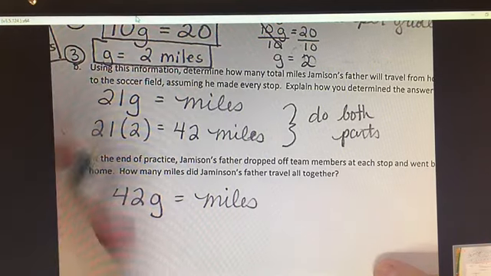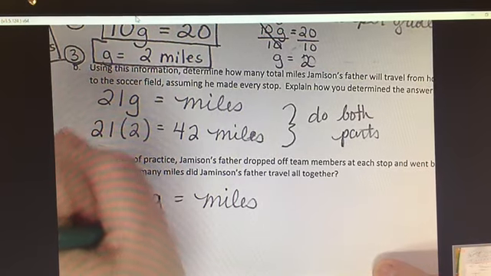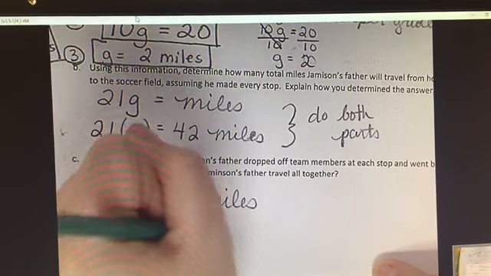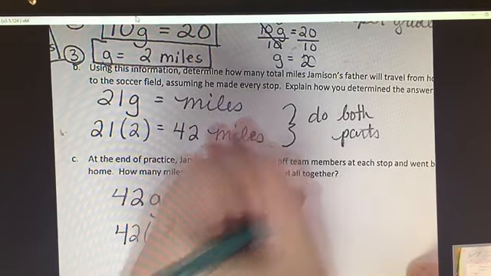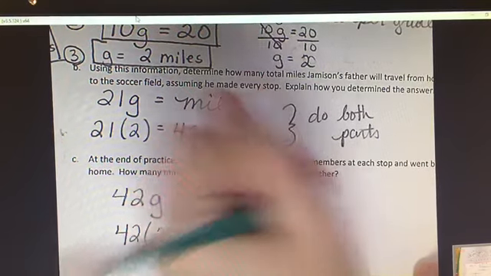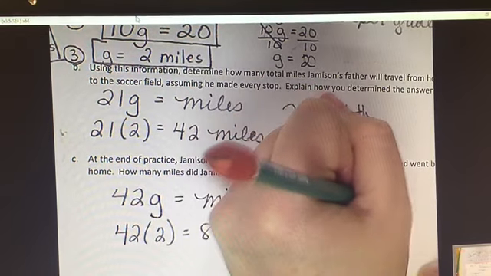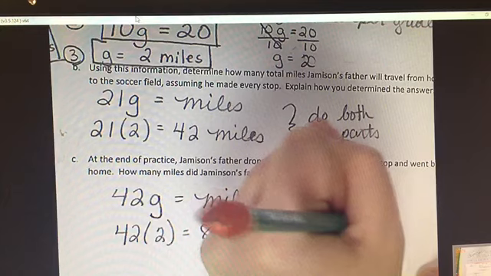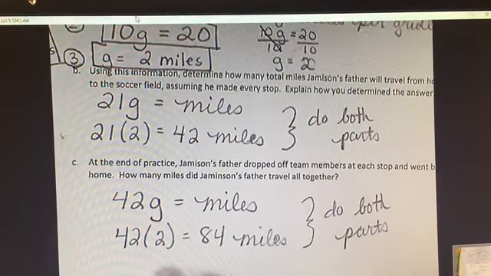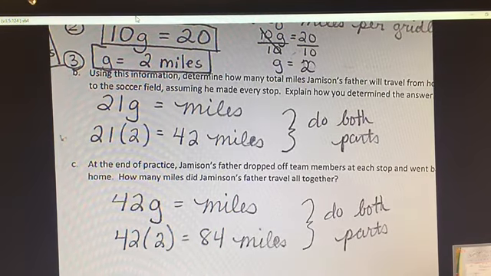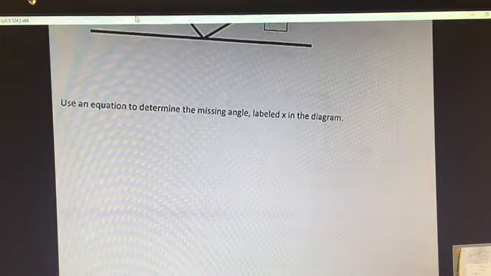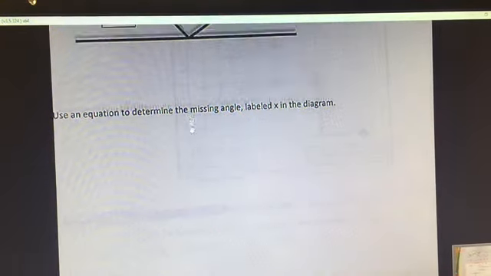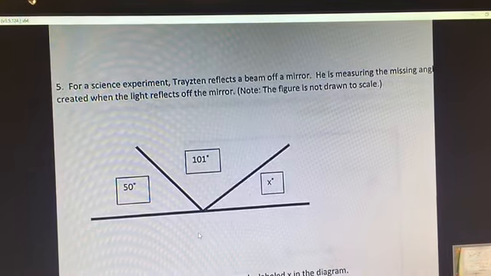okay, 42 grid lines. It's going to equal our miles. And then we can plug in 42 times 2 equals 84 miles, okay? And again, to get a 4, you need to do both parts. You need to show how you determined that the answer was 84 and not just write down 84, okay? All right, very last problem is number 5. Okay, it has to do with finding angles.